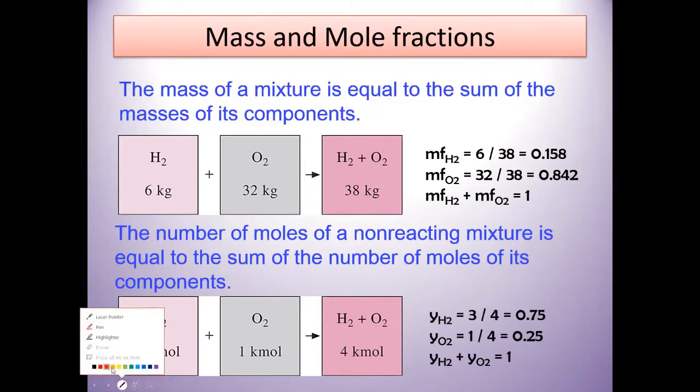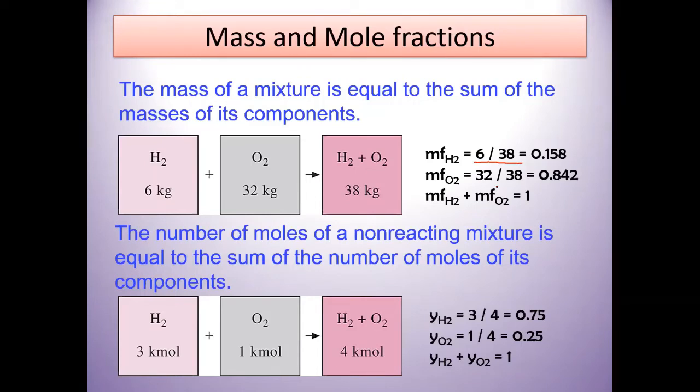So for hydrogen, it is going to be, you grab a pen. For hydrogen, it's going to be 6 divided by 38, and mass fraction, so MF is mass fraction. Mass fraction of oxygen is 32 divided by 38, or by mass, the mixture is 84% oxygen, 16% hydrogen.